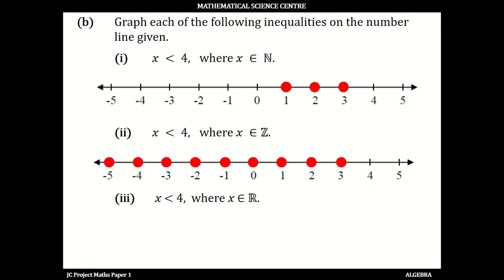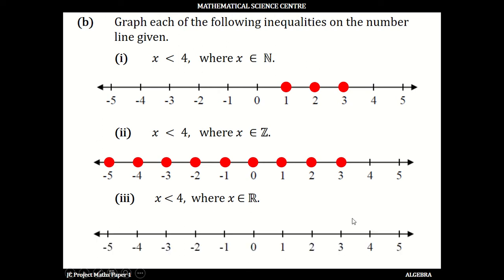And part 3 then, x has to be less than 4 and x is an element of the real numbers. The real numbers are all numbers. So we can't include 4. So when you're dealing with the real numbers, if we don't include 4, we just put a circle around 4 because we don't include it. And then it's every single number to the left of that. So we can represent this by an arrow.